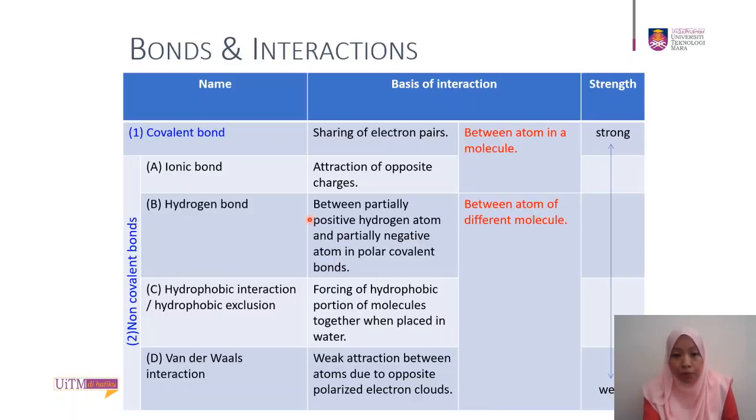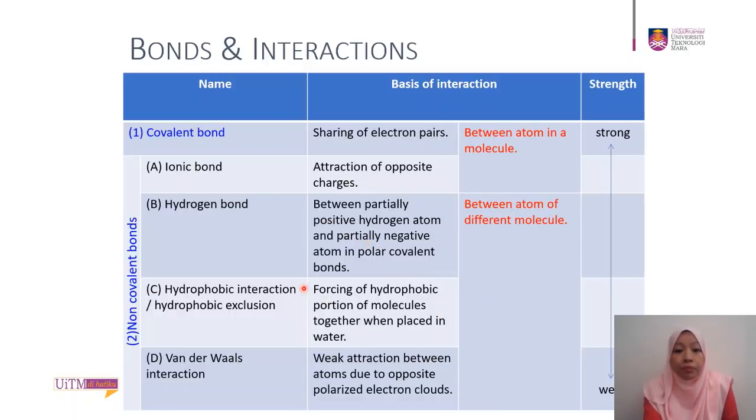First one is ionic bond. Ionic bond is the attraction between opposite charges. Let's see, sodium chloride. The sodium has a positive charge, the chloride has a negative charge. So the combination of these two will form the ionic bond.